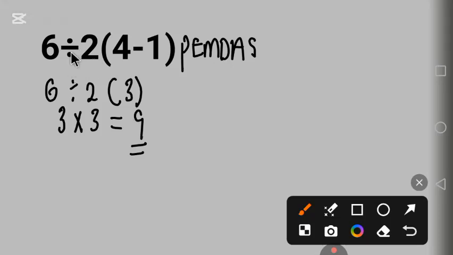Some people think that the answer to this question is 1. When you subtract 1 from 4, you get 3. 2 times 3 will give us 6. Now 6 divided by 6 is equal to 1. So some people think the answer is 1, but that is not correct. The correct answer is 9.